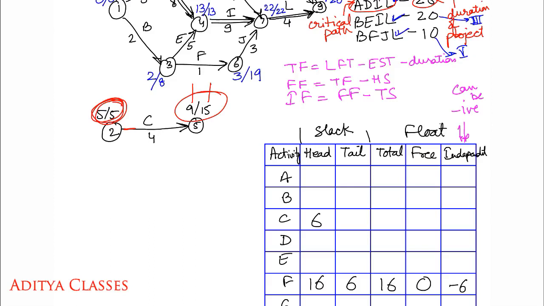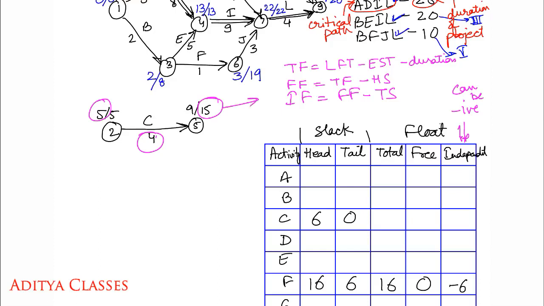This is the tail. Whatever difference we have is tail slack. How much difference do we have over here? It is 5 minus 5. So we get 0. So what is the tail slack for C? 0. What is the head slack for C? It is 6. Next measure that we have is total float. Total float is latest finish time minus earliest start time minus duration.